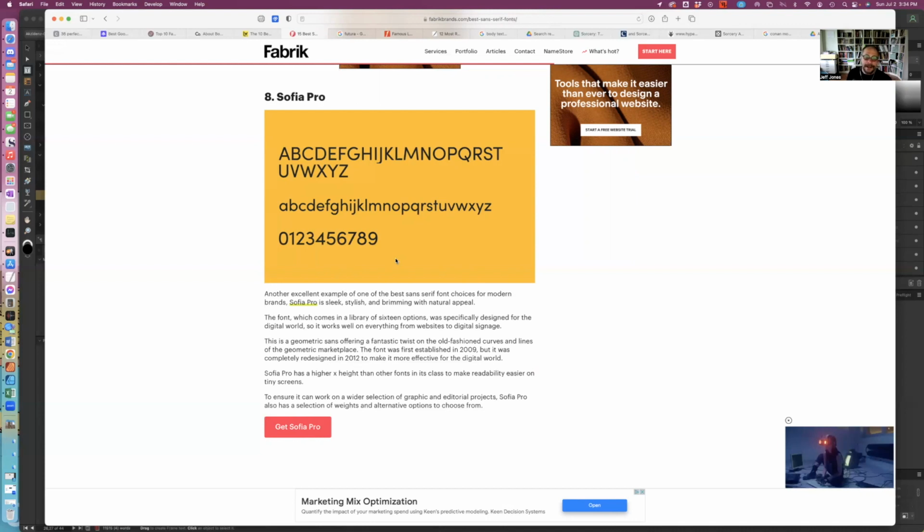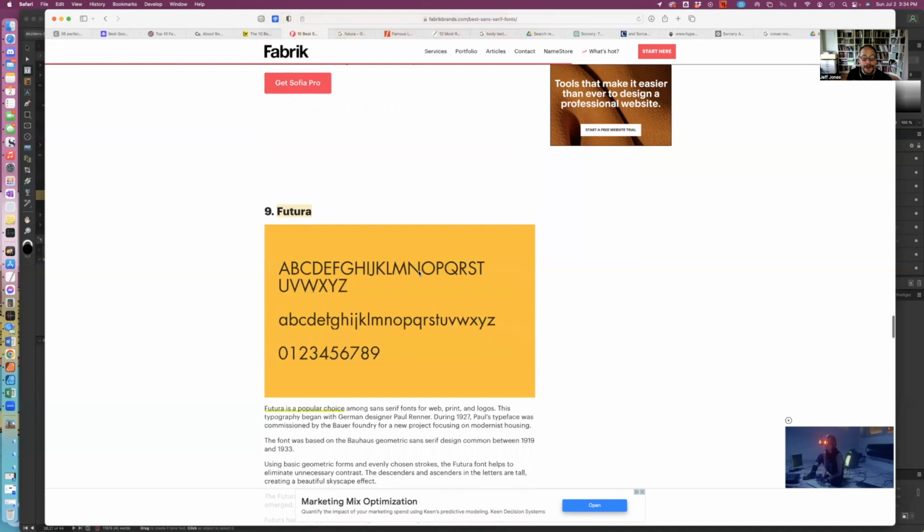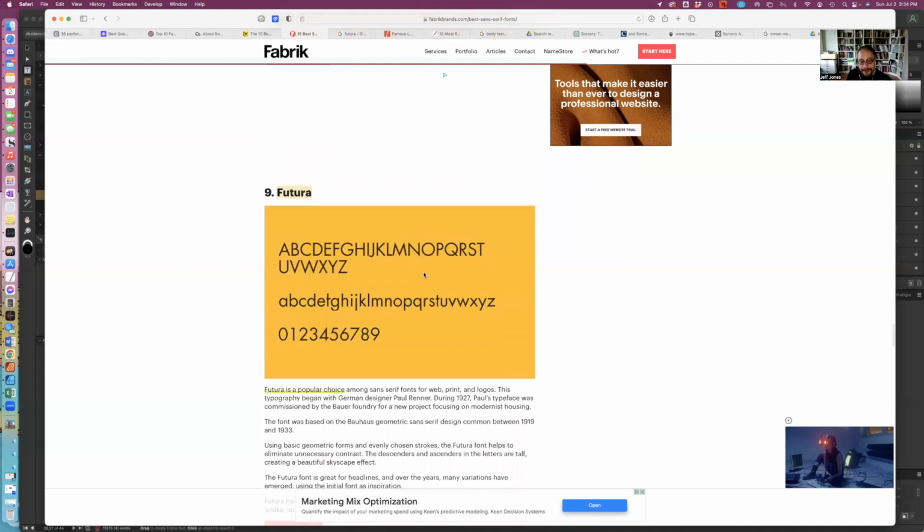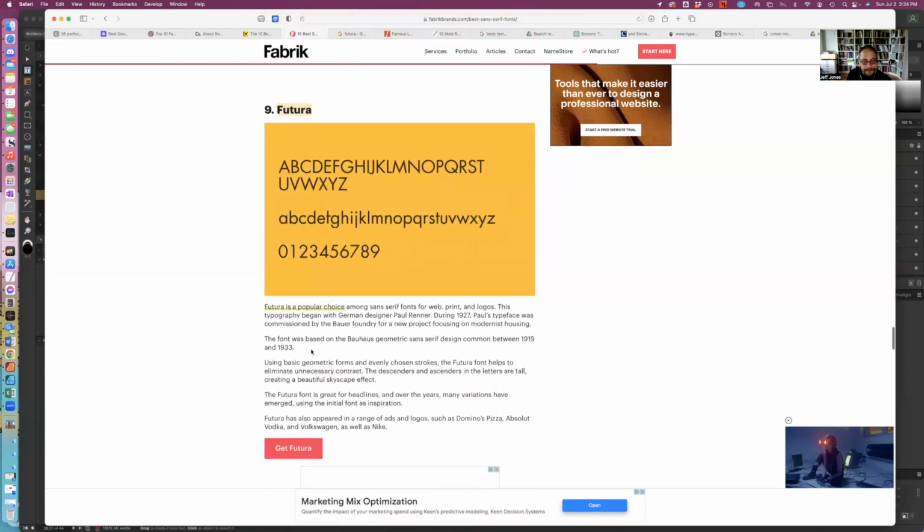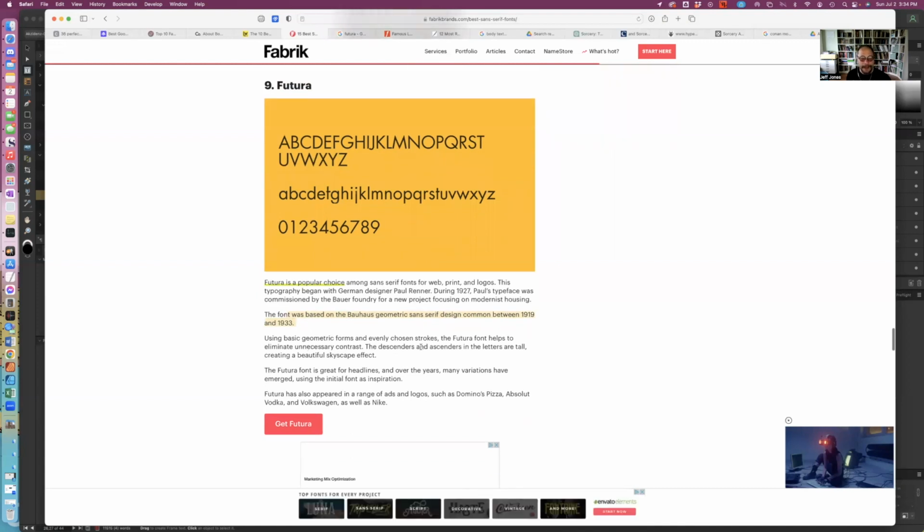And you say, this is Sophia, sorry, Futura. So you say, Jeff, oh, I'm sorry, I was wrong. Not by NASA. It's used by NASA extensively, but this was actually a Bauhaus between 1919 and 1933. So this is the German.